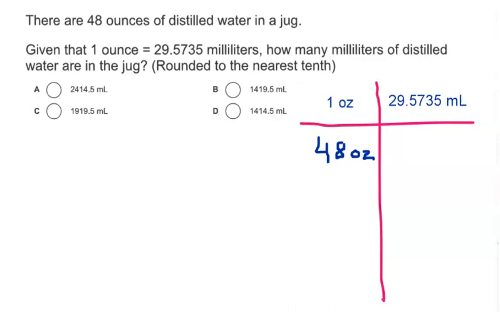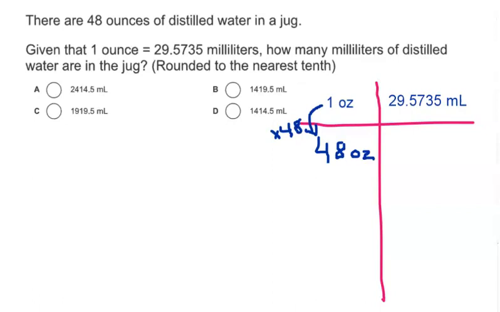Okay, so there are 48 ounces of distilled water in a jug. Given that 1 ounce equals 29.5735 milliliters, how many milliliters of distilled water are in the jug, rounded to the nearest tenth? Well, once again, just love unit rates. 1 ounce is that many milliliters. How could we possibly get from 1 to 48? Well, obviously multiply by 48. So that's what we're going to do to the other side.